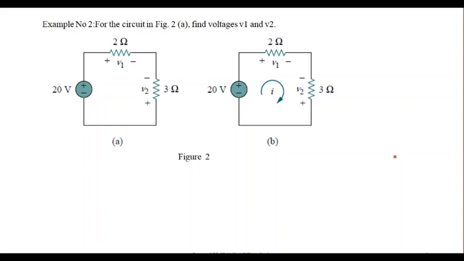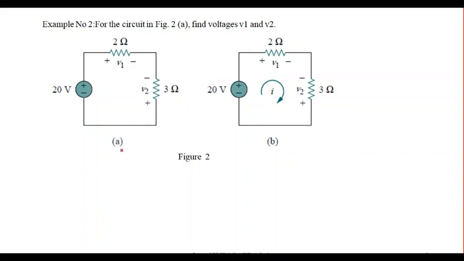Now coming to this example number 2. For the given circuit, what you need to find? It is already mentioned that you need to find voltages V1 and V2. Okay, so let me just check out here. What is the actual circuit given?